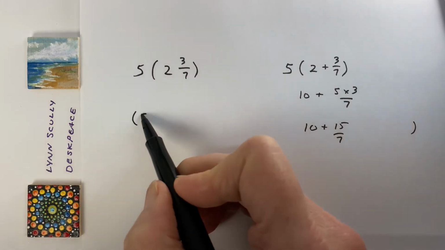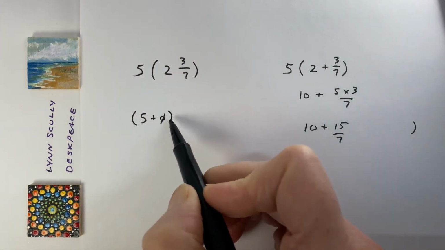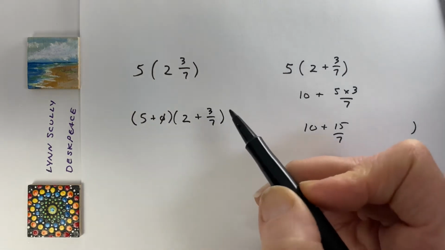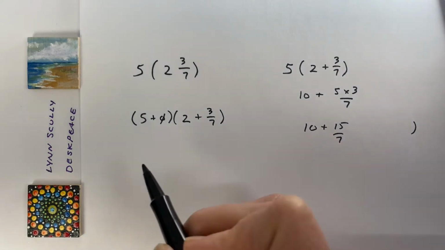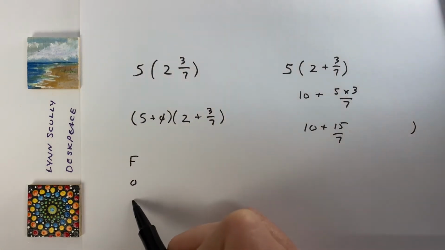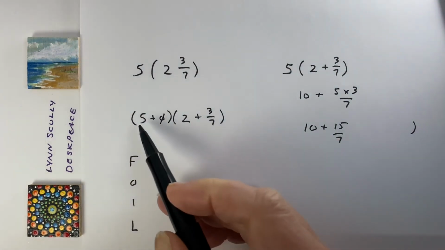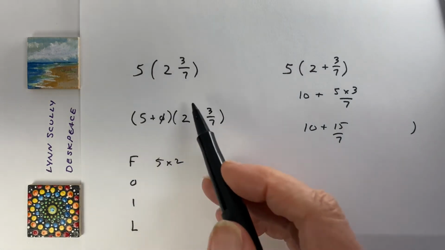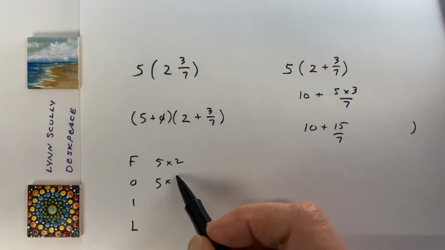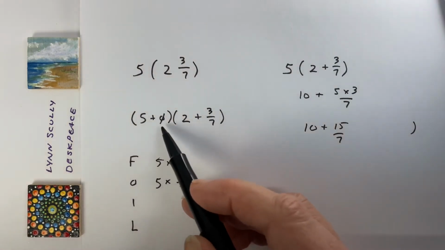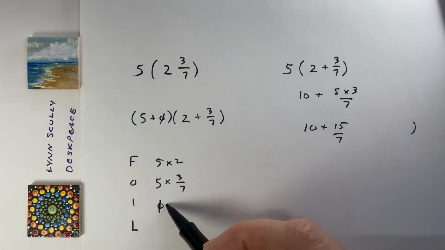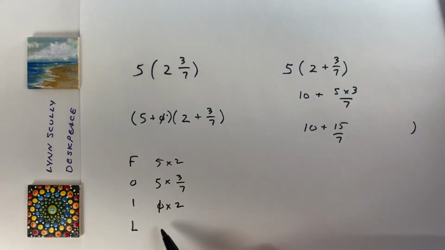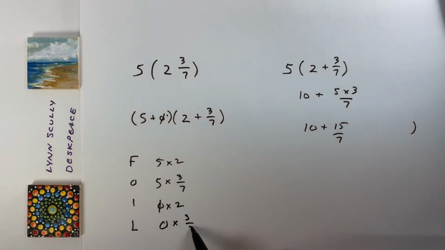The 5 is going to give us 5 plus 0. The 2 and 3/7 is 2 plus 3/7, because I want you to practice this technique. I'm going to write my FOIL. First times first is 5 times 2. Outer, 5 times 3/7, 5 times 3 over 7. Inner guys are 0 times 2. Last guy, last and last, 0 times 3/7.